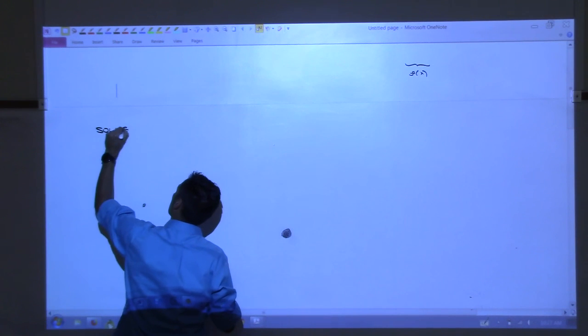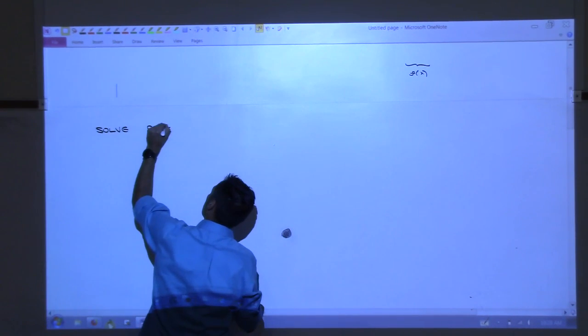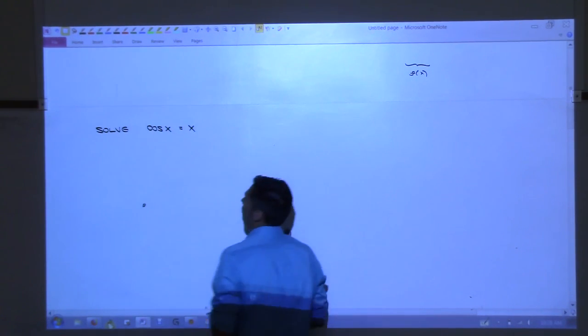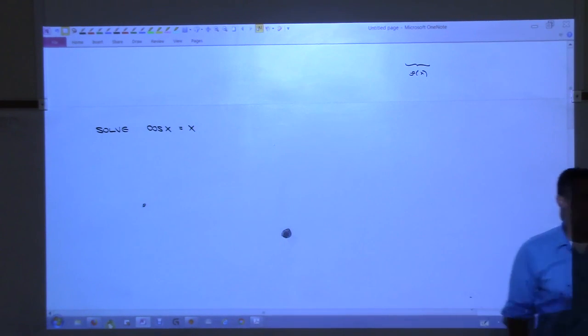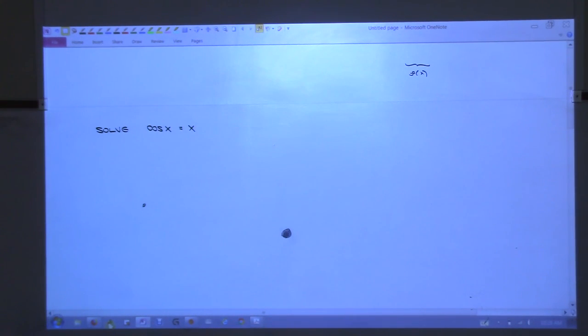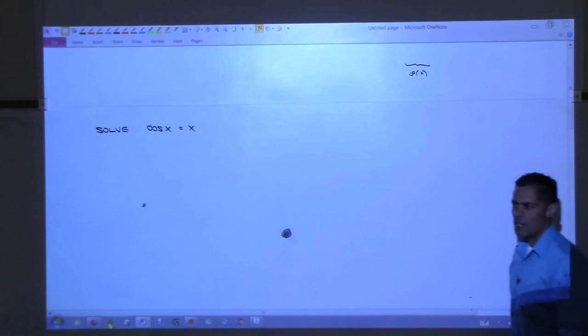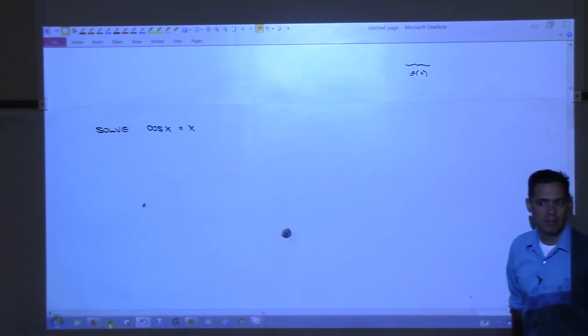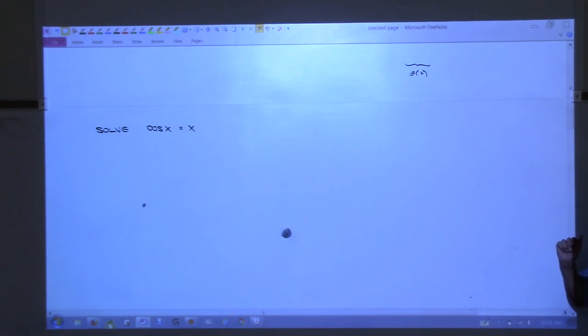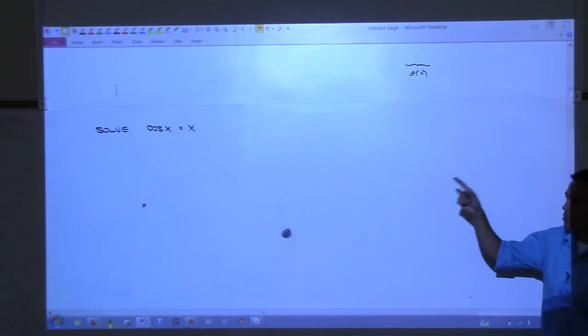Solve cosine x equals x. Let's do this to 4 decimal places, okay? Solve this to 4 decimal places. Now, you cannot solve this by hand. There's no way algebraically to solve for x. So we're going to try Newton's method.